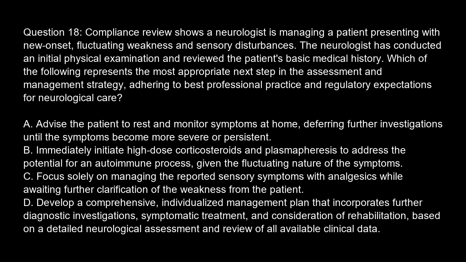Option A. Advise the patient to rest and monitor symptoms at home, deferring further investigations until the symptoms become more severe or persistent. Option B. Immediately initiate high-dose corticosteroids and plasmapheresis to address the potential for an autoimmune process, given the fluctuating nature of the symptoms. Option C. Focus solely on managing the reported sensory symptoms with analgesics while awaiting further clarification of the weakness from the patient. Option D. Develop a comprehensive, individualized management plan that incorporates further diagnostic investigations, symptomatic treatment, and consideration of rehabilitation, based on a detailed neurological assessment and review of all available clinical data.